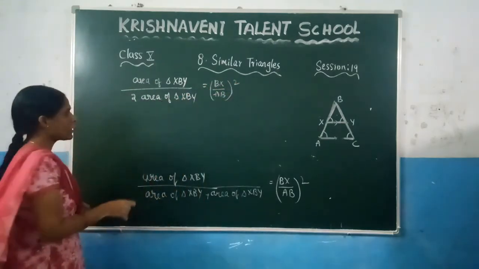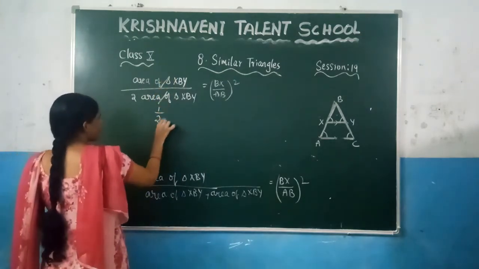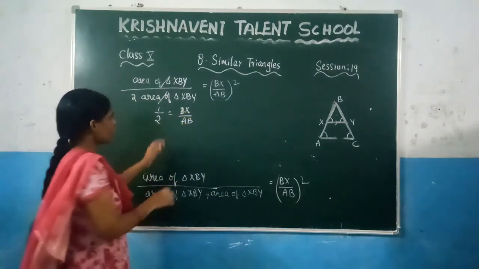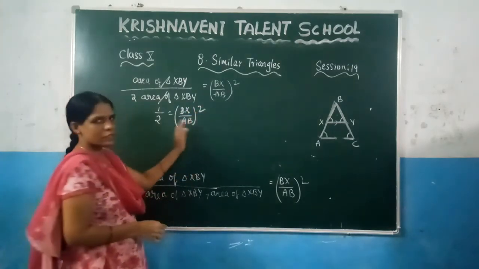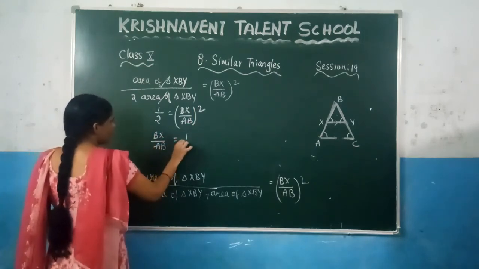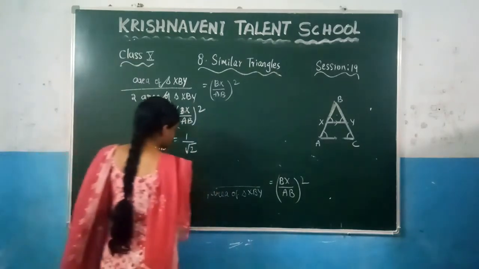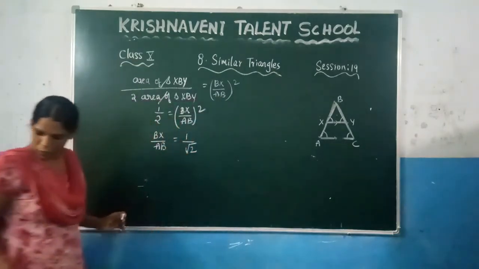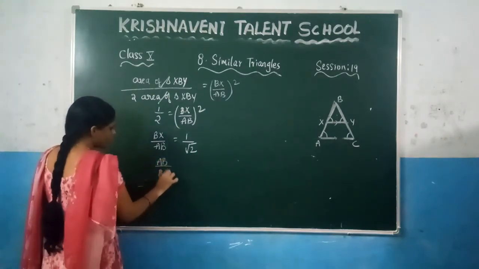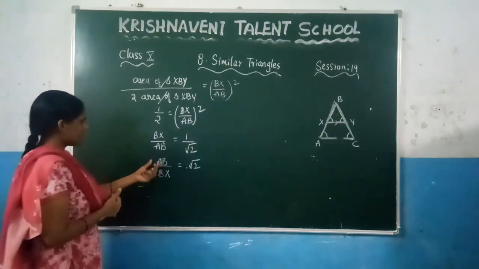Here you can observe that these two values will get cancelled. Now what is left out here? You will be left with 1 by 2 is equal to BX by AB whole square. Taking the square root and then the reciprocal, you can write AB by BX is equal to root 2 by 1, which gives you root 2. Now let us separate this one.